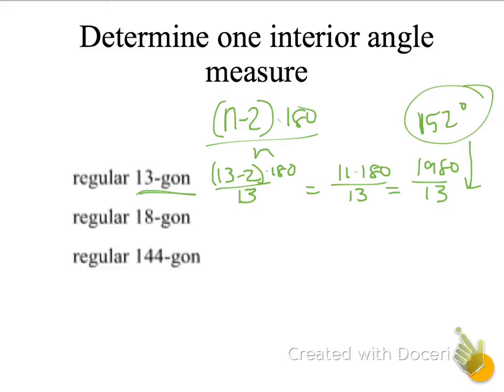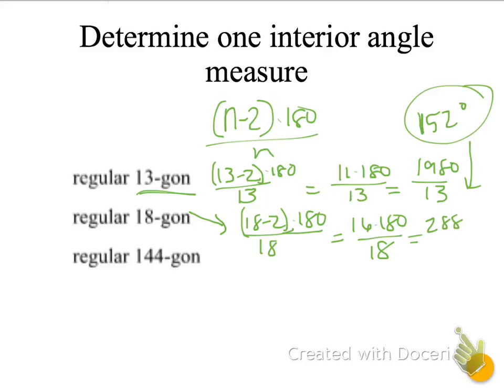So my 18-gon, I'm going to move it down here, so I'm going to do 18 minus 2, all times 180 divided by that 18 again. So I'll get 16 times 180 divided by 18. So 16 times 180 is this, all of that divided by 18. So one angle in this is going to be 160 degrees.